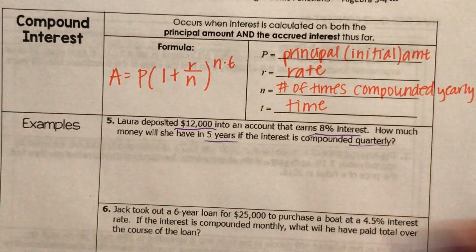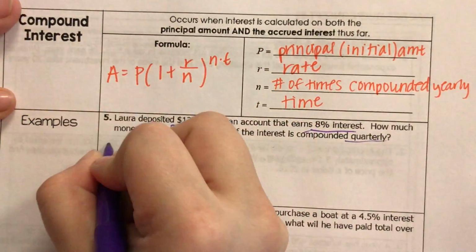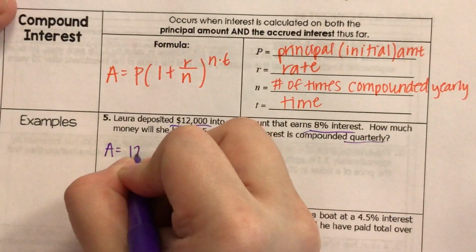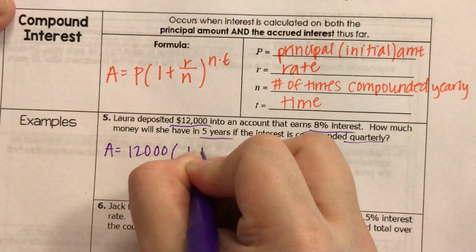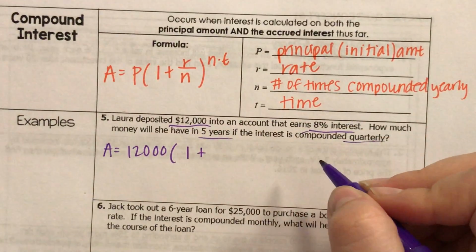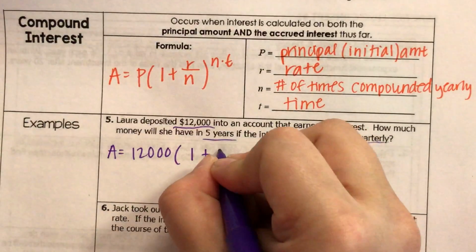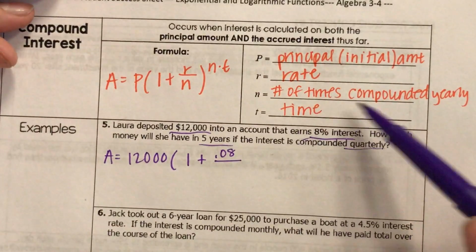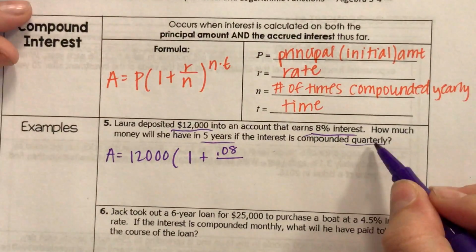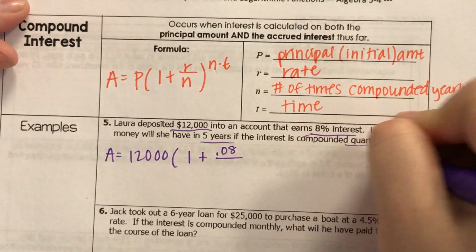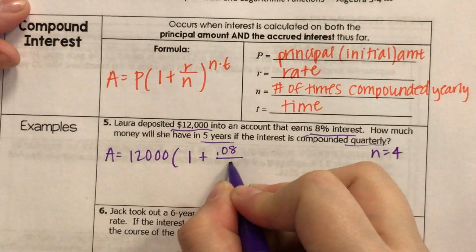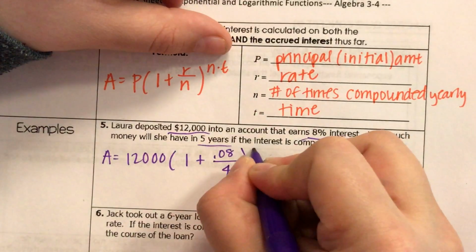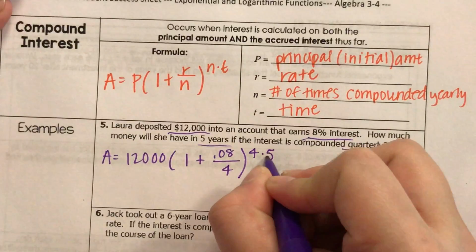Okay, so here we go. Let's set up our function or our formula. It's A equals, our principal initial amount is $12,000 times (1 plus our rate is 8% interest. Again, we want that as a decimal, so 0.08 divided by n. So n is the number of times compounded yearly. Well, it says quarterly. Quarterly means 4 times a year, so our n is going to be 4. Okay? To the n times t. Well, n is 4 and 5 years is t, so 4 times 5.